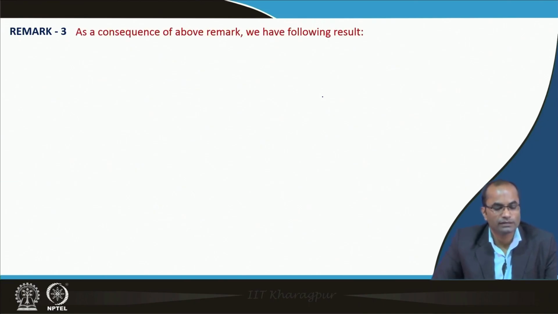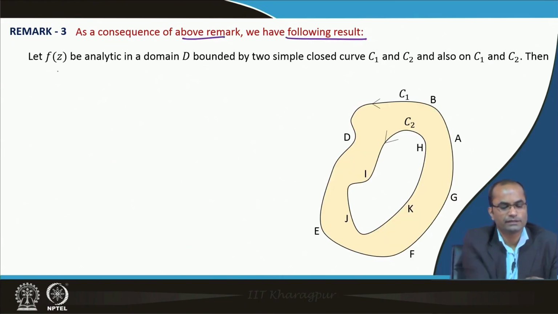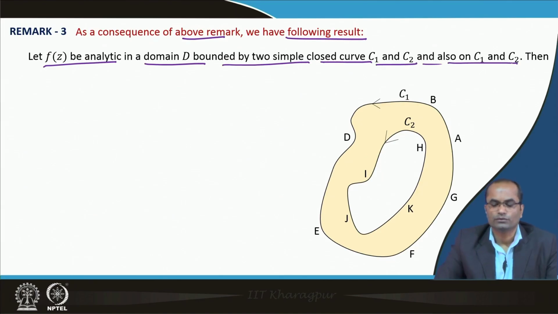So, another important remark. As a consequence of the above remark, we have the following result for the Cauchy integral theorem for multiply connected domains. Let f z be analytic in a domain D bounded by two simple closed curves C 1 and C 2, and also on C 1 and C 2. So, we have a function f z which is analytic in this domain bounded by these two curves and also on these curves.